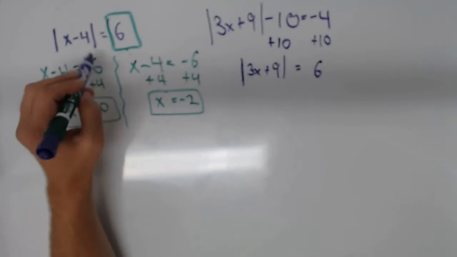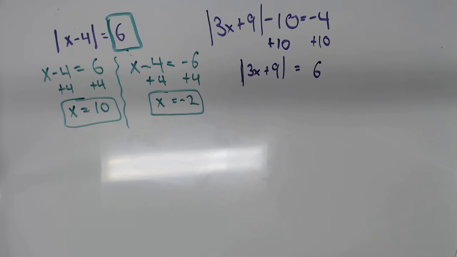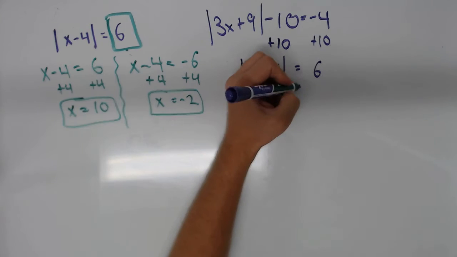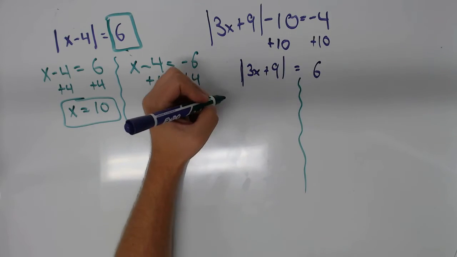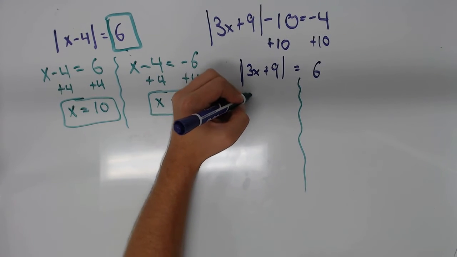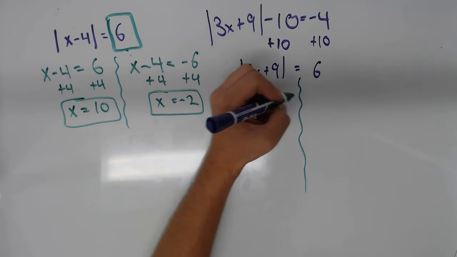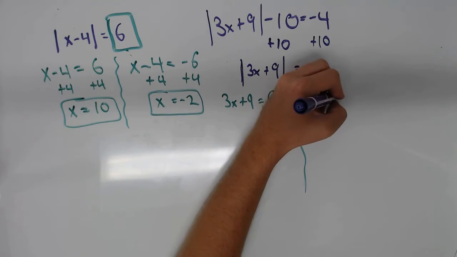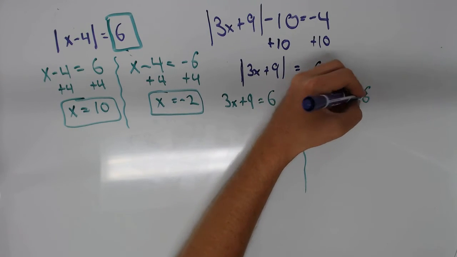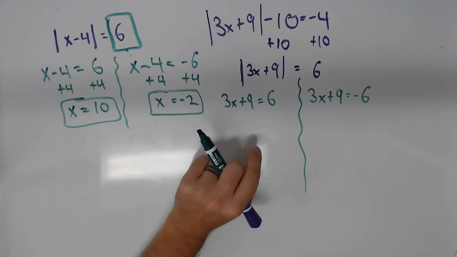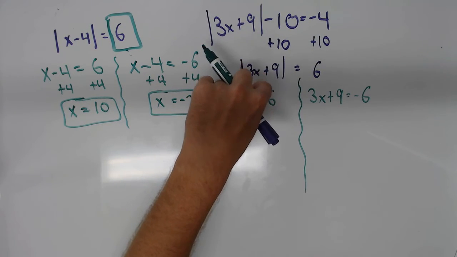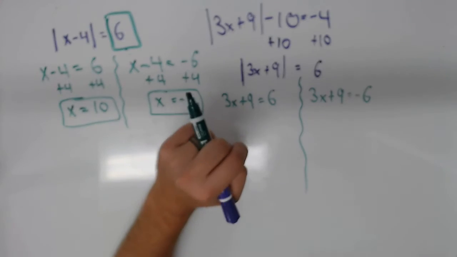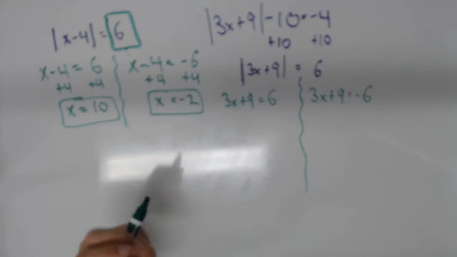Now I do what I did over here. It's just a coincidence. They both are supposed to come out to 6. But I split into two equations. So I have 3x plus 9 equals 6. And I have 3x plus 9 equals negative 6 for the same reason as over here. To get 6 out of this absolute value, I'm okay with this absolute value coming out to a negative or a positive 6 when I plug my x in.